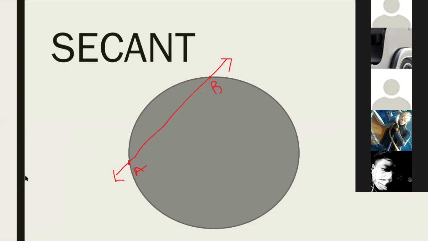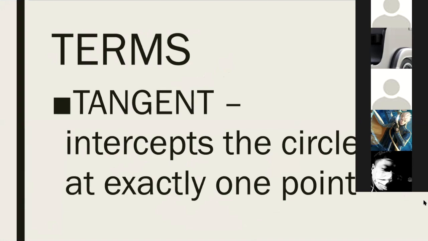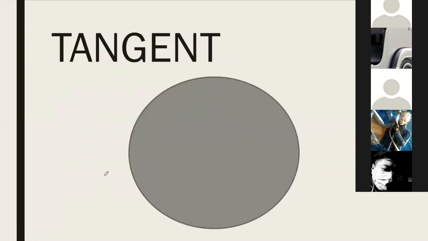Next, a tangent intercepts the circle at exactly one point. So, what a tangent looks like is that it's on the outer part of a circle. So, it will look something like this, on the outer part, at nag-intersect lang siya. So, one point. So, here, point A. So, secant intersects two points. Tangent intercepts one point. So, that's the difference between a secant and a tangent when it comes to geometry.